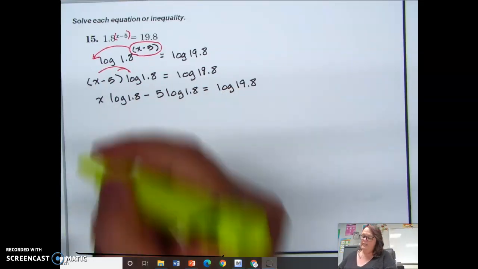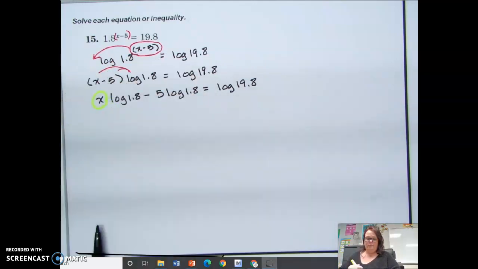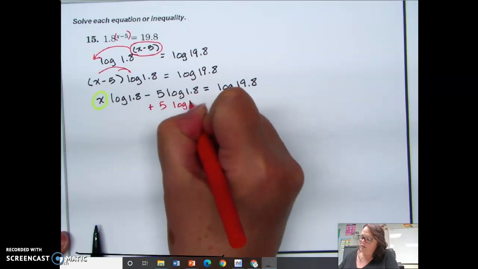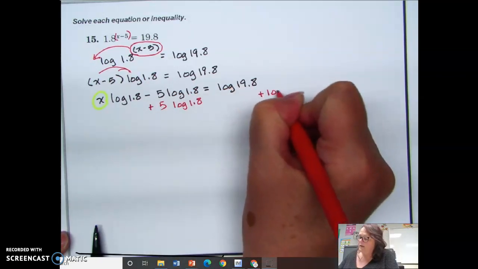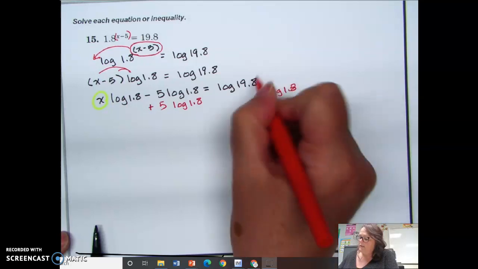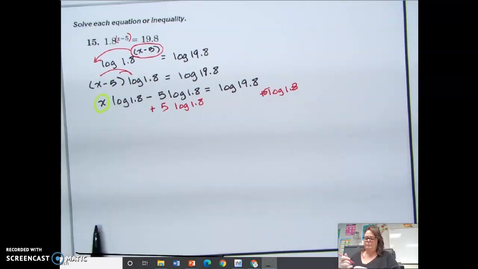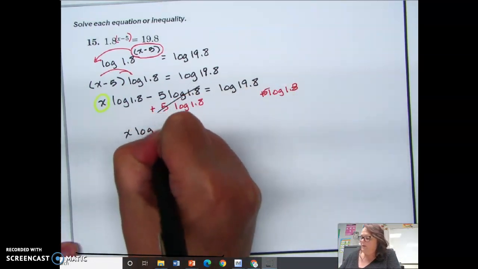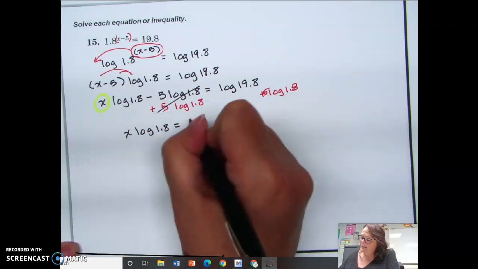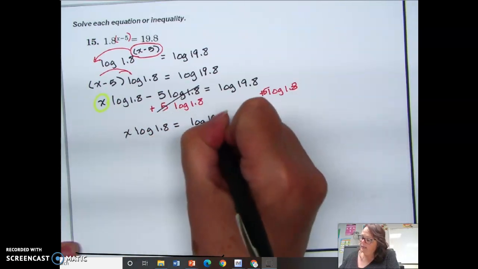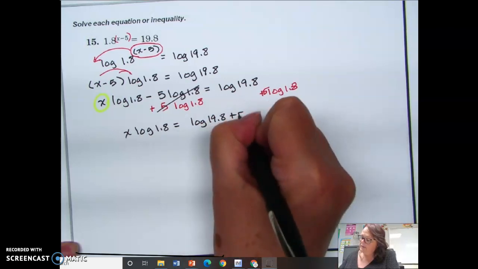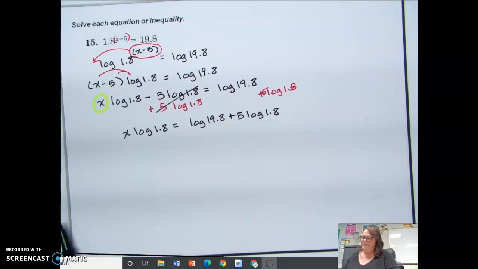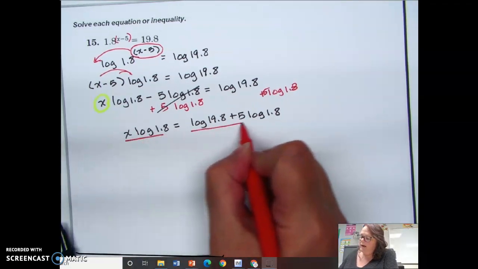So again, I'm going to focus on this x. This is what I'm trying to get by itself. So that means I'm going to remove this 5 log of 1.8 by adding it to both sides. Oops, my 5. Hold on 1 second. And these aren't like terms, so I'm going to keep those separated, and I don't want to round along the way. So I have x times the log of 1.8 is equal to the log of 19.8 plus 5 times the log of 1.8. Sorry, that's so sloppy up there. Okay. And then I want to divide the whole thing by the log of 1.8.